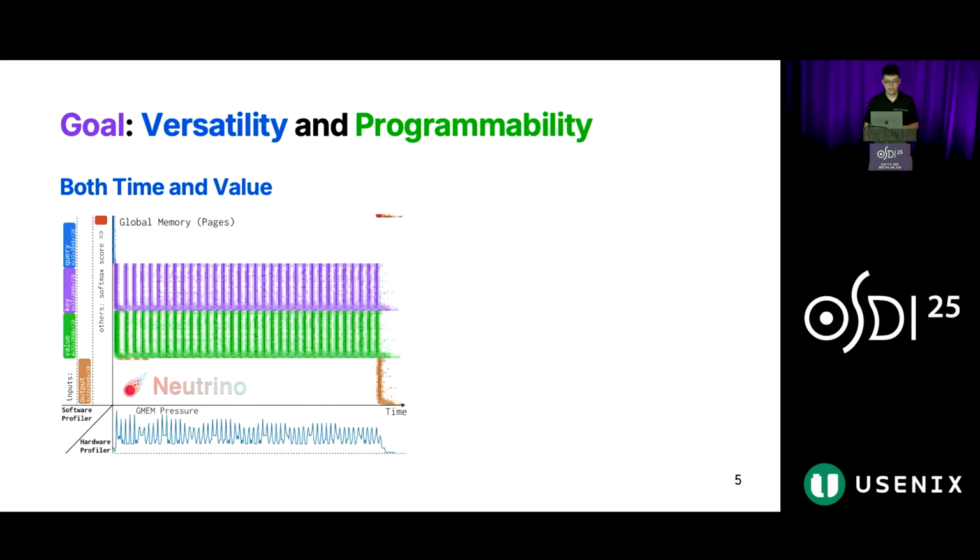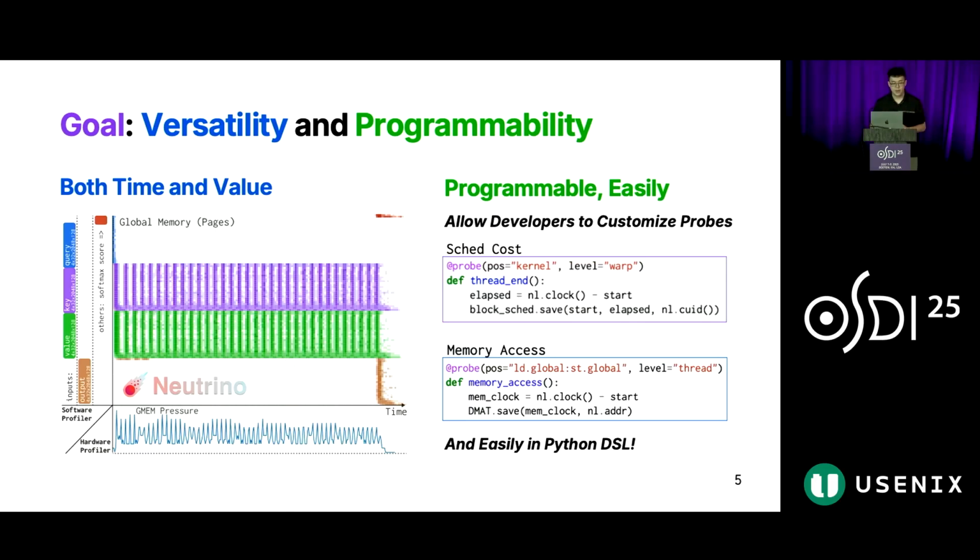Our third objective is programmability, to allow developers like you to customize the probes for your own needs and switch the probe using the same infrastructure, like the block scheduling cost probe and the memory access probe in the previous examples, and easily in Python domain-specific languages.